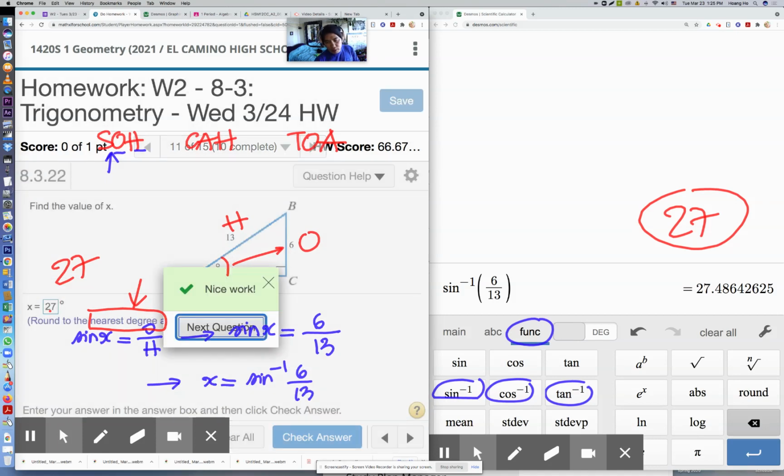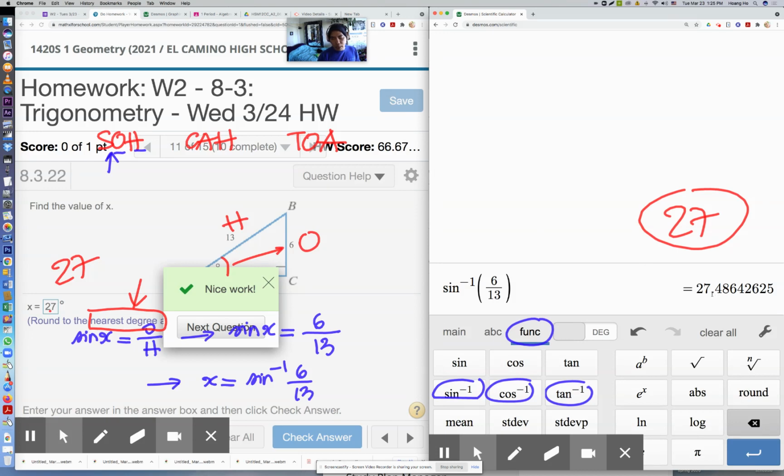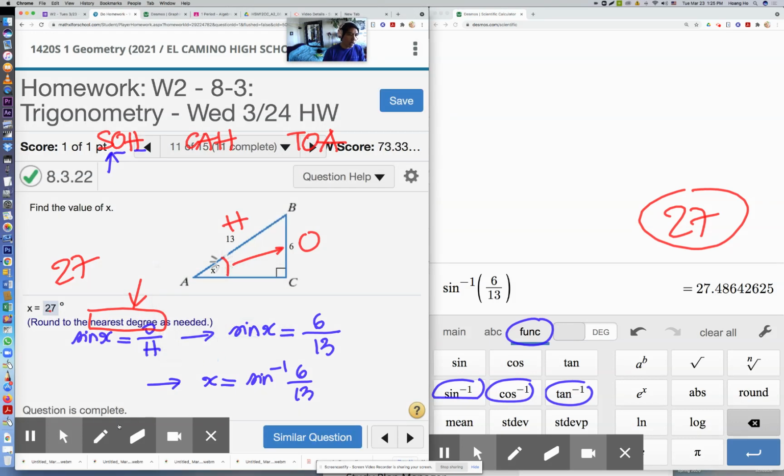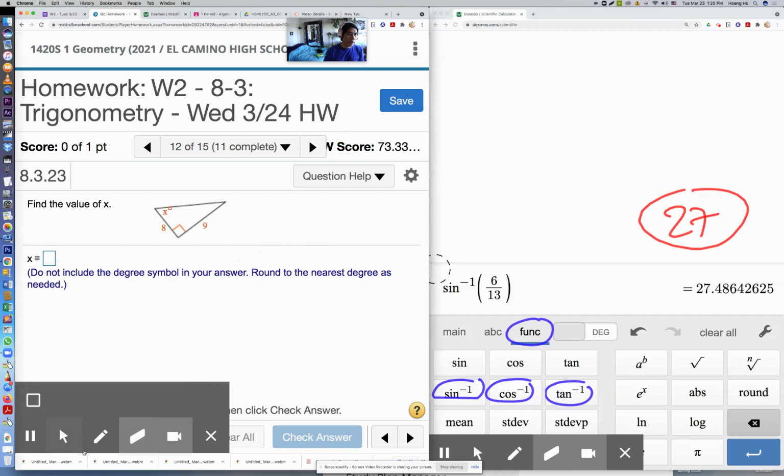Okay, 21 works. So if you want it to become 28, right after the decimal, it has to be the number 5 right away. Okay, we're done with that. We have 4 more questions. So now you're looking for the angle.